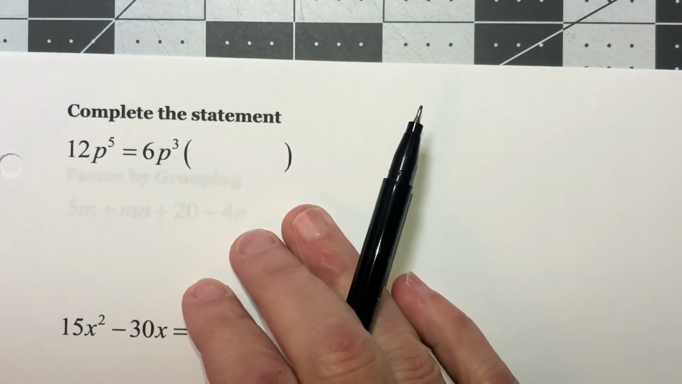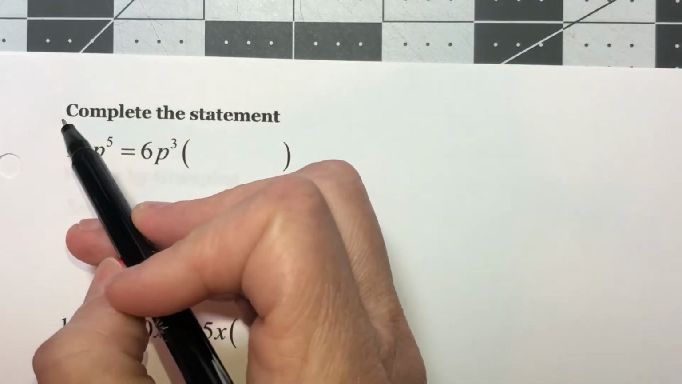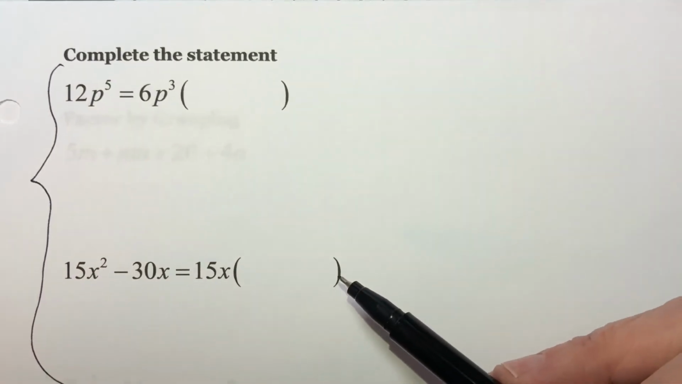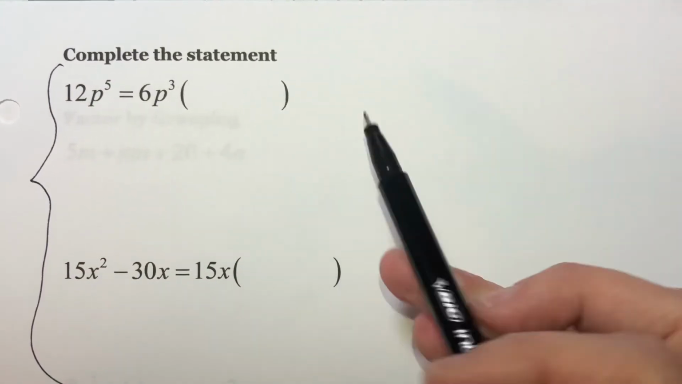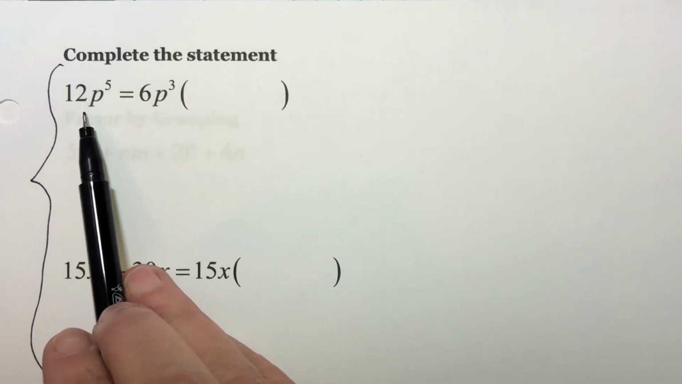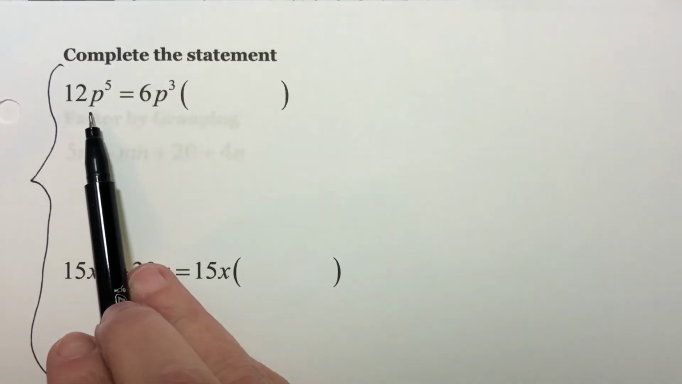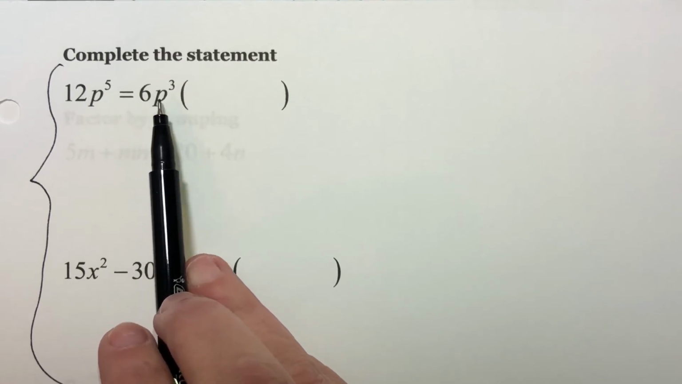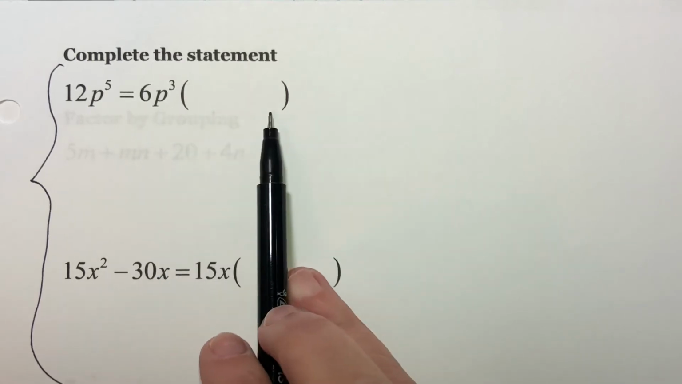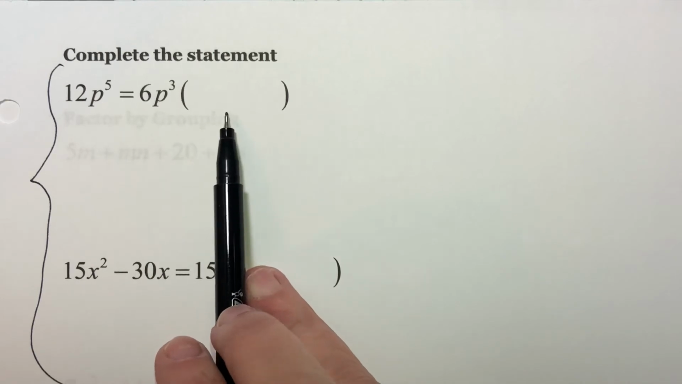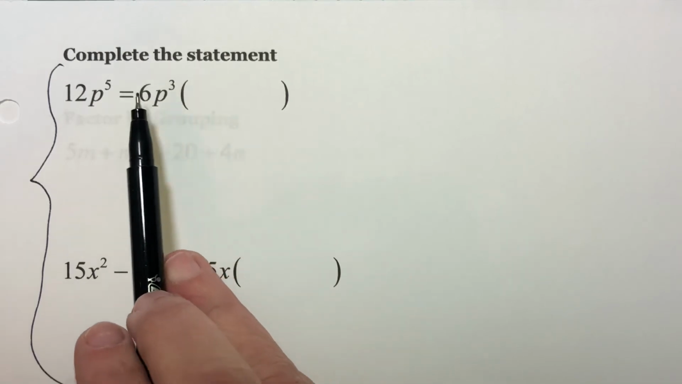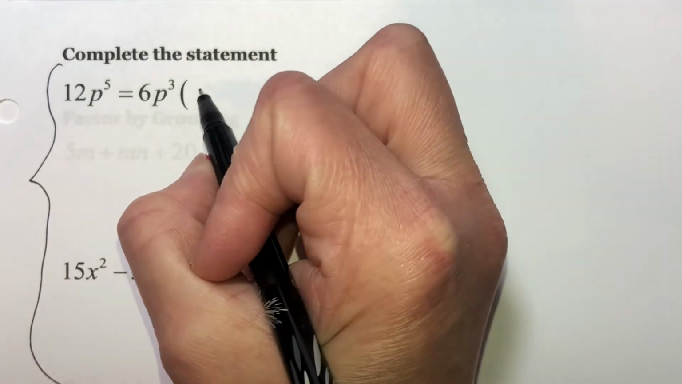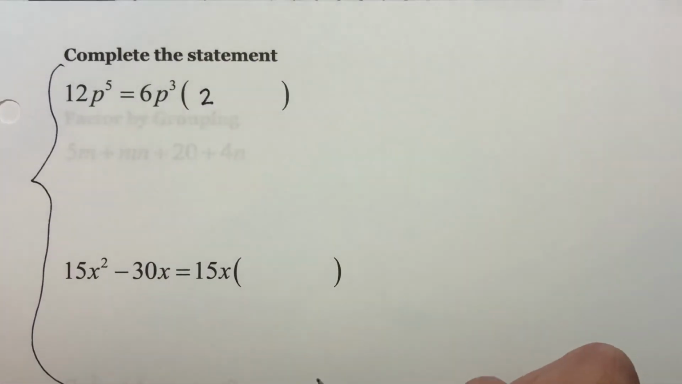Let's look at this first one. These are partially factored. They've given us part of it, but they want us to complete it. What we want to do, this one is saying, is we want 12p to the 5th to be equal to 6p cubed times something, and we need to supply that something. So we're asking ourselves, what times 6 will give me the 12? That would be a 2.